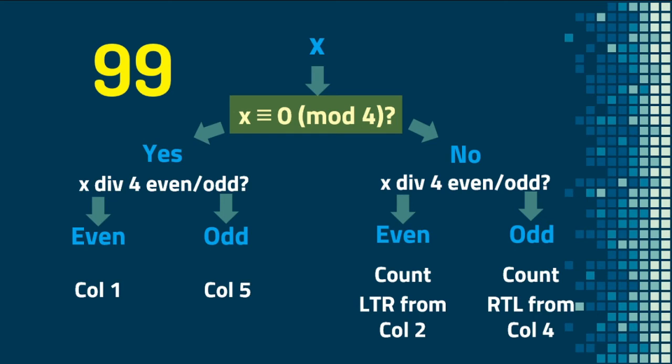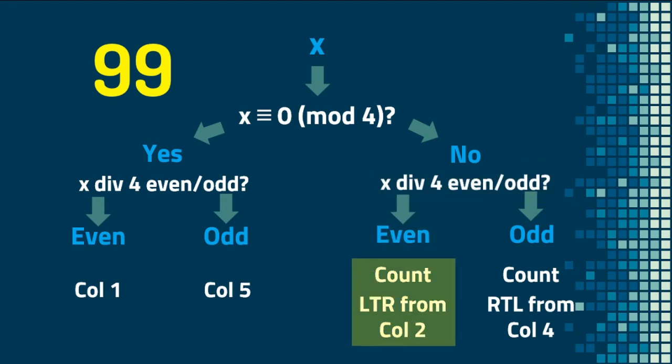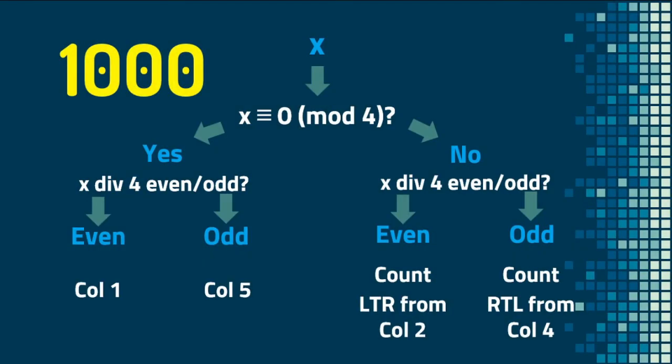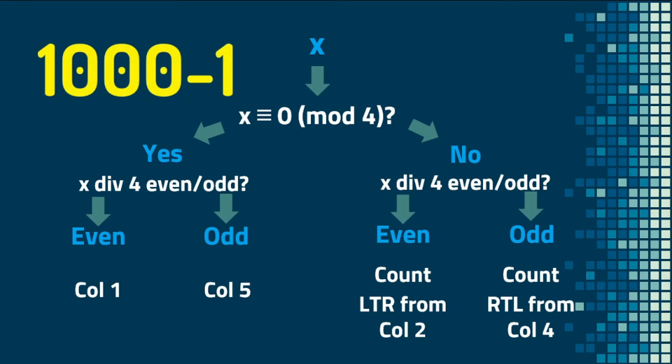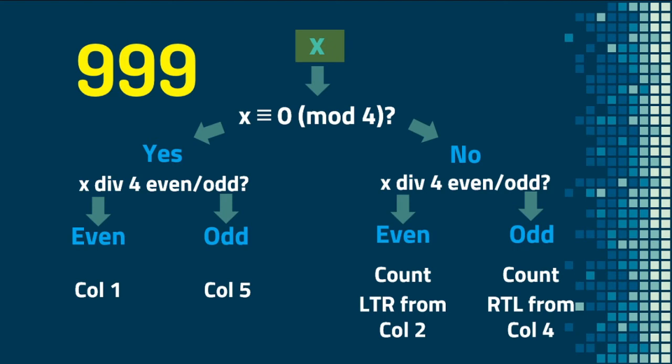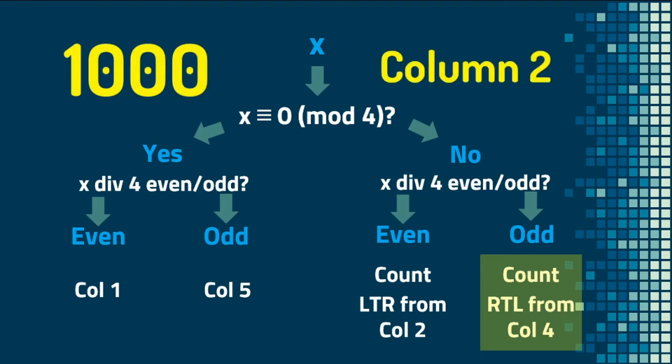Is 99 divisible by 4? No, we have a quotient of 24 and a remainder of 3. The quotient is even, so we count 3 columns from column 2 to the right with the final answer of column 4. How about 1000? We subtract 1 to get 999. 999 divided by 4 is 249 with the remainder 3. We count 3 columns from column 4, because it is odd, to get the final answer of column 2.